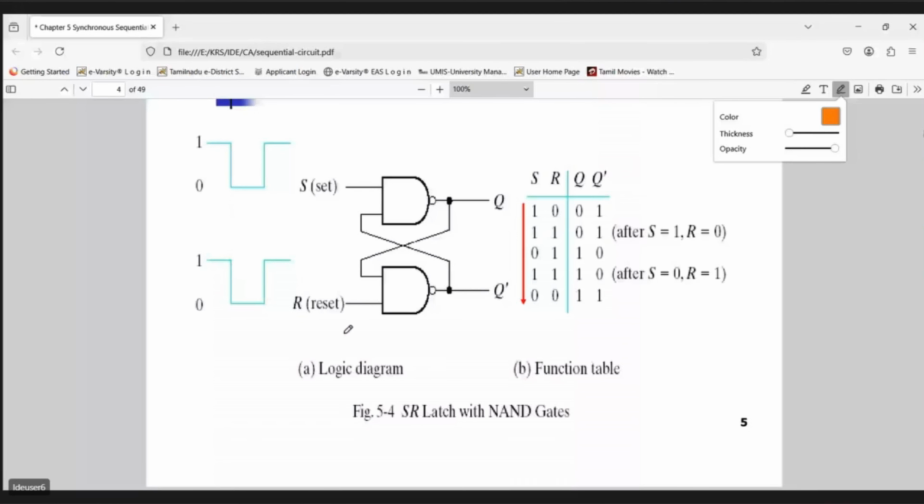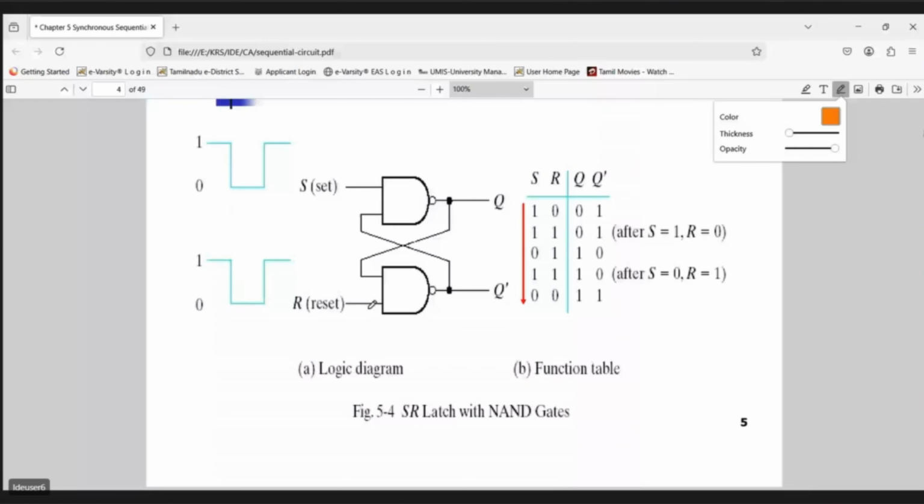The next, set equal to 0 and Q dash is equal to 0. So both are 0, the output equals 1. Therefore Q equal to 1. So this is the input we take: R's value 1, Q's value 1. Both are 1, the output equals 0. Therefore the Q dash value is equal to 0.